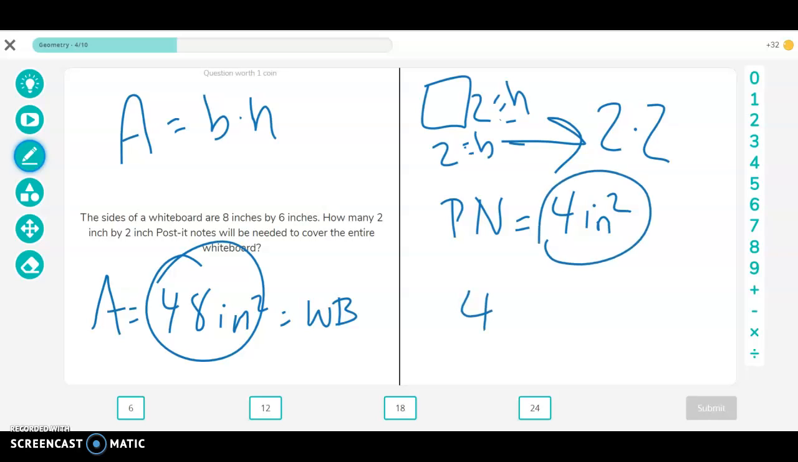So we're going to take 48 divided by 4 because we have the area of the whiteboard here and we have the area of the post-it note here. So now we need to figure out how many of those post-it notes we can fit inside that area. So we're going to take the two areas and divide. 48 divided by 4 is 12.